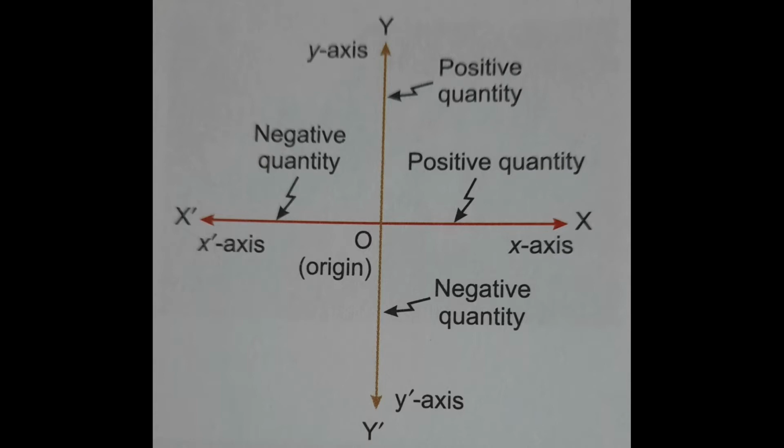While plotting, it should be remembered that all positive quantities are plotted to the right and upward of the origin, and the negative quantities are plotted to the left and downward of the origin. The independent quantity is plotted on the horizontal OX-axis, and the dependent quantity is plotted on the vertical OY-axis. Label the two axes accordingly.